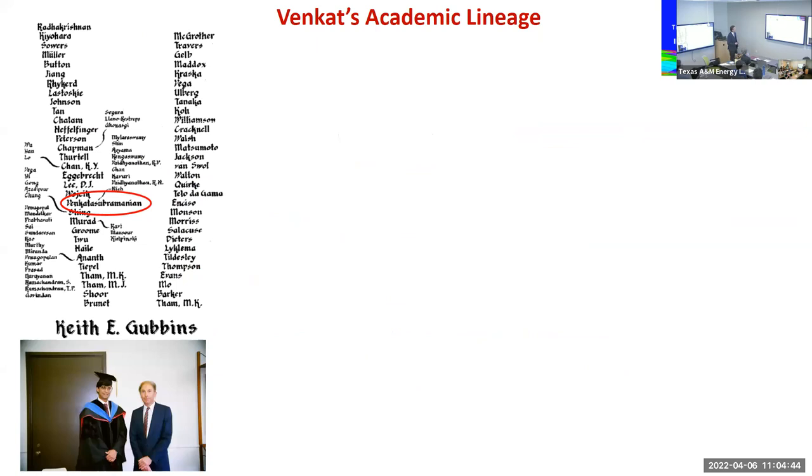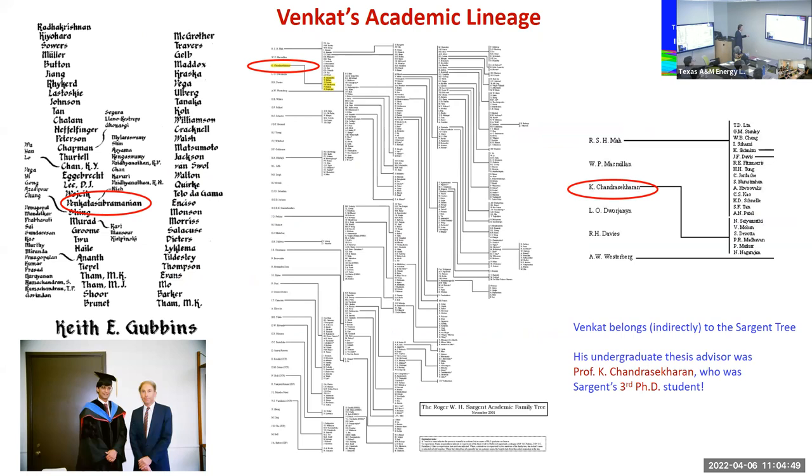His academic tree is very interesting. Here is young Venkat receiving his PhD, and this is Professor Keith Gubbins, and you can see the importance of that academic tree. But he's also indirectly associated with the famous Sargent tree, because his undergraduate thesis supervisor was actually the third PhD student of Professor Sargent. Most of you are part of the Sargent tree, a well-celebrated tree in chemical engineering.